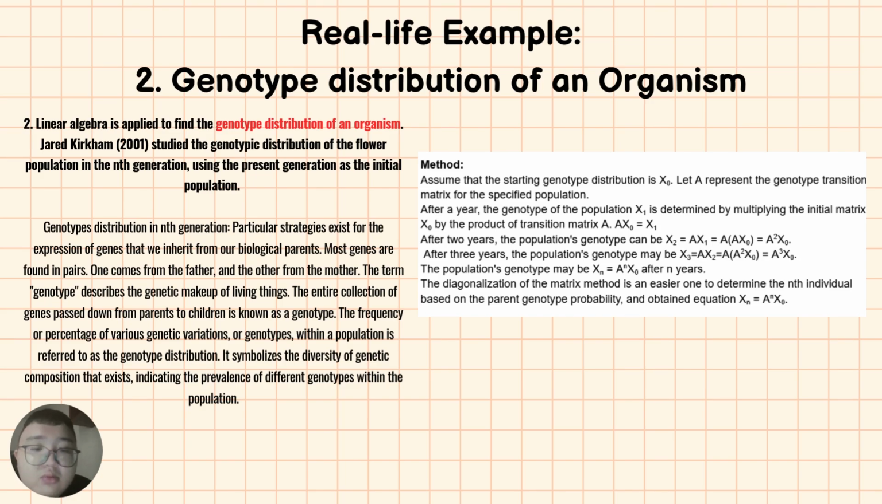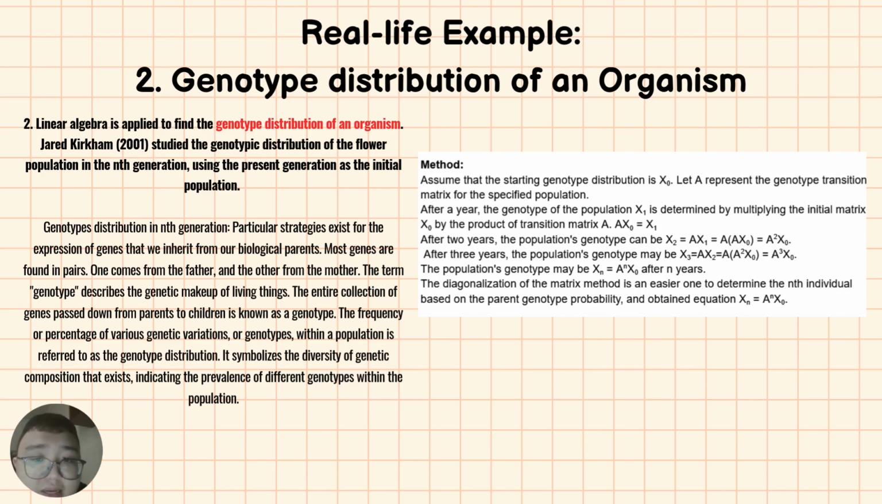So now we will go through the second real life example, which is about the genotype distribution of an organism. The concept of linear algebra is applied to find the genotype distribution of an organism. For example, Jared Gilcam in 2001 used the concept of linear algebra to study the genotype distribution of a flower population in the n-th generation.